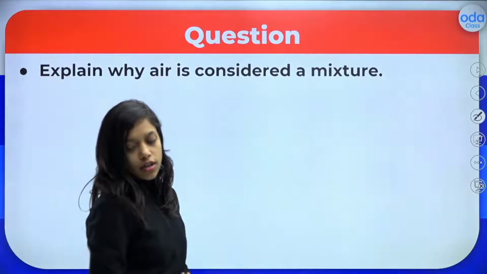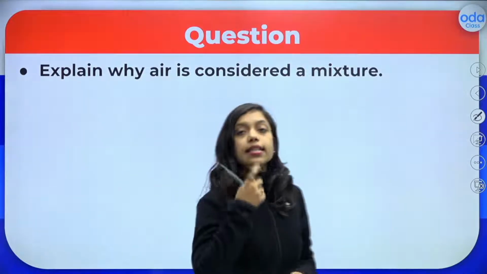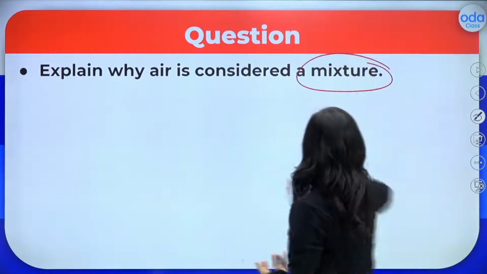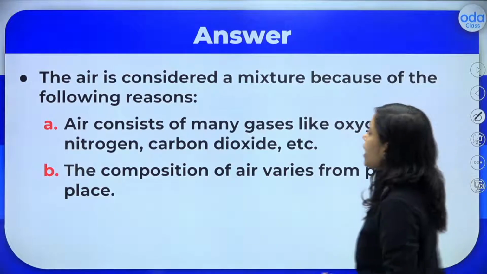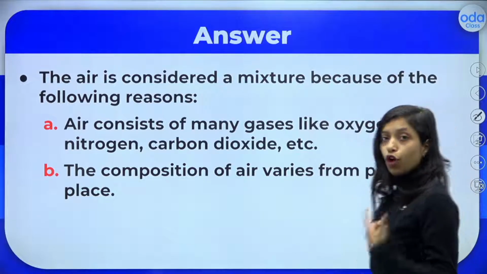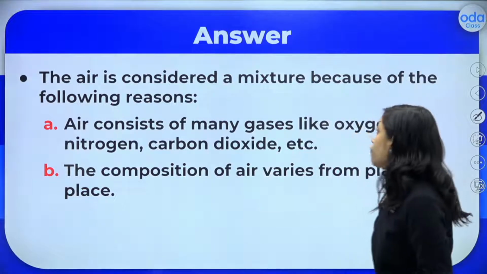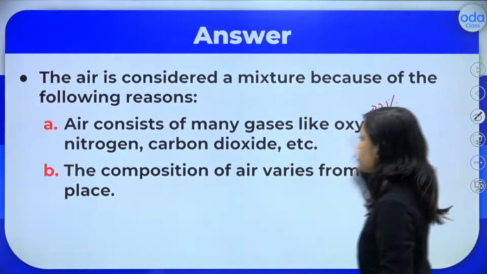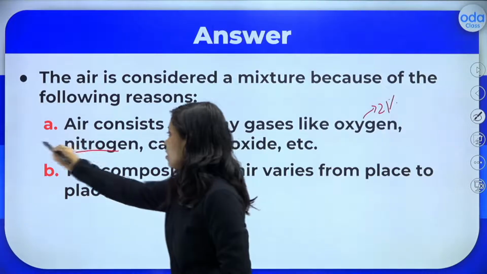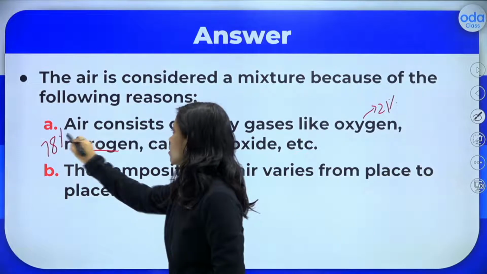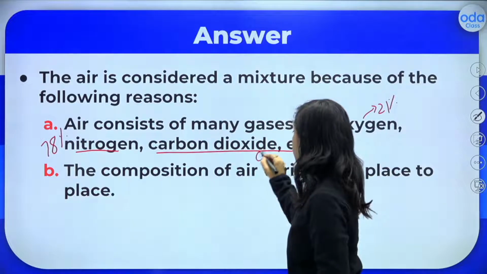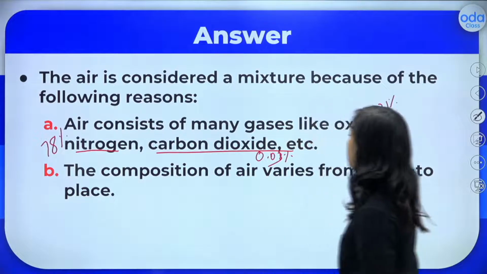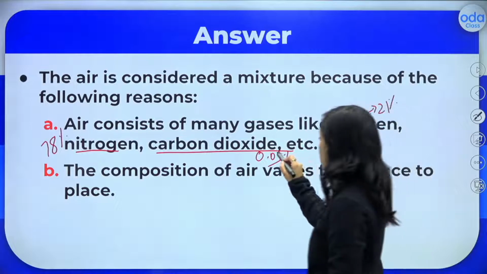Let us solve one question. Explain why air is considered a mixture. Why is it called a mixture, right? Of course, air is considered a mixture because of the following reasons. Air consists of many gases like oxygen, 21%, nitrogen, 78%, carbon dioxide, 0.03%, right? Along with that, the composition of the air varies from place to place.